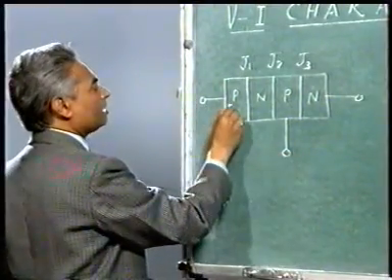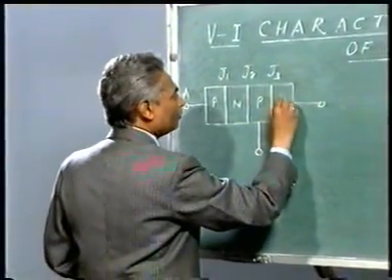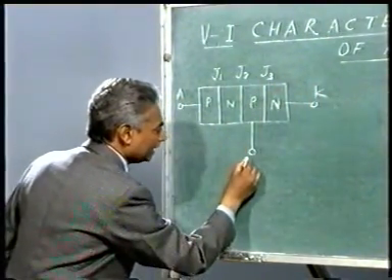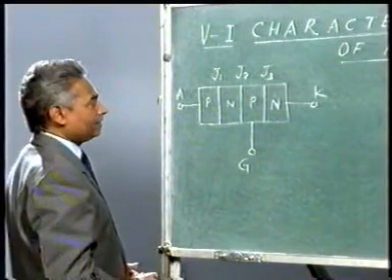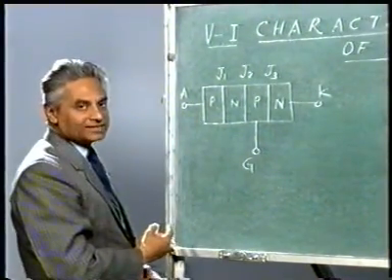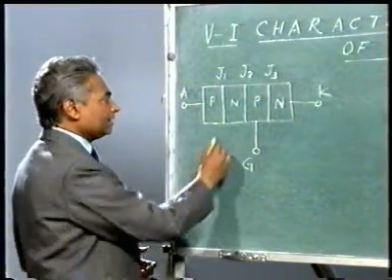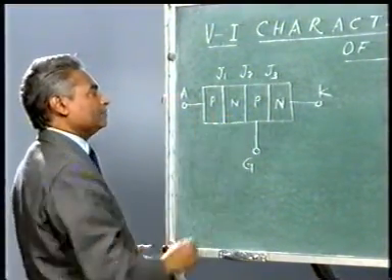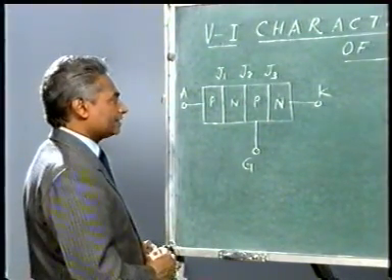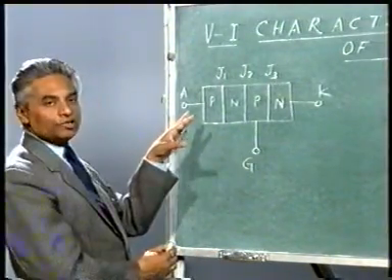The first terminal which comes out of the P layer is known as the anode. The second one which comes out of the N layer is the cathode, and the third one, again from a P layer, is known as the gate. You know that the P layer has positive holes as majority charge carriers and electrons as minority charge carriers, and the N layer has electrons as majority charge carriers and positive holes as minority charge carriers. Now let us see what happens to this device if I give a supply to it like this.